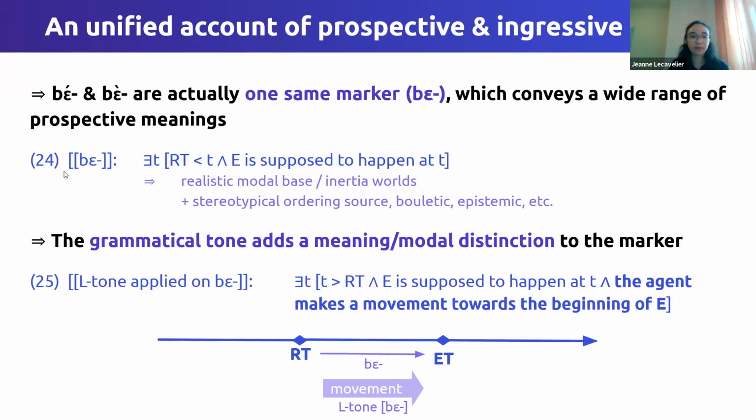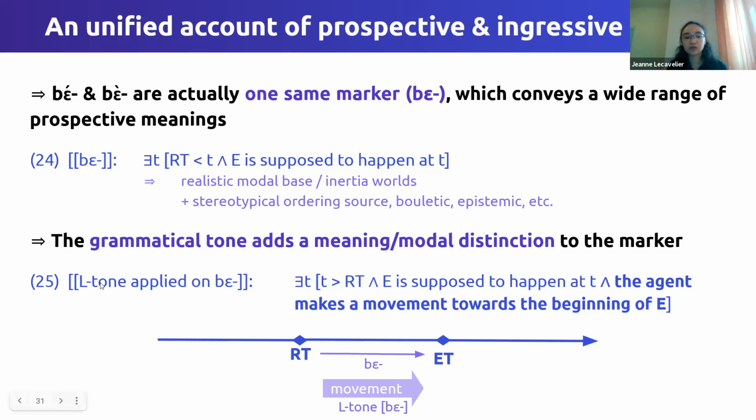So we would code the B as this: coding that there is a time such that the reference time is before this time, and the event is supposed to happen at that time. And well, of course, on some realistic modal base or in some inertial worlds, because of course there is always some uncertainty. And then you would get some stereotypical ordering source or a different ordering source, or well, there is a wide range of meanings that are possible with this marker. And then, as I said, the grammatical tone would add a meaning or modal distinction to the marker.